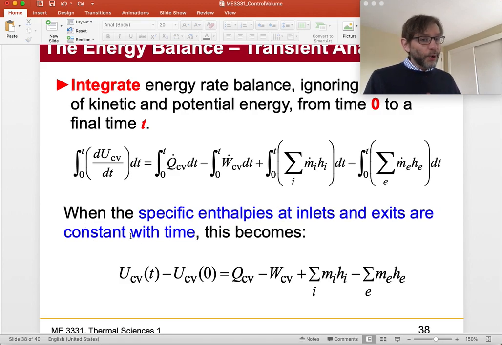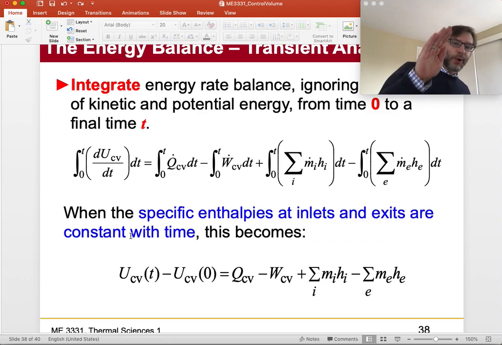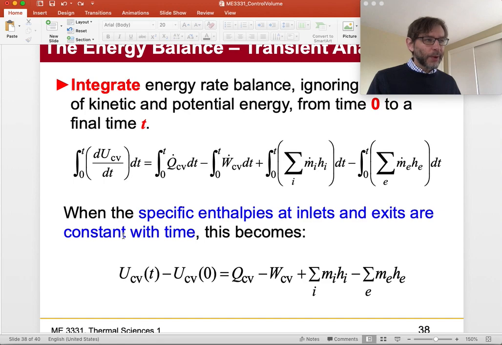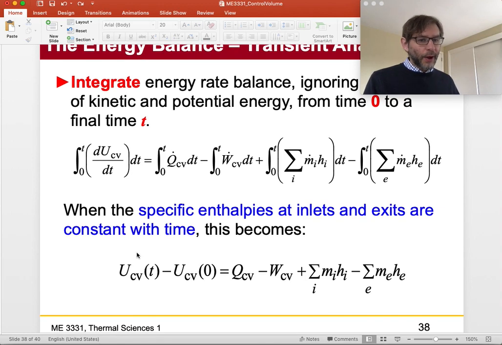Okay? So when we integrate this whole thing, and when the specific enthalpies at inlets and outlets are constant with time, that's important. If the inlet and outlet enthalpies are changing, say for instance you have a temperature ramp or something like that happening, forget it. You can't use this analysis. You have to go back to the integral form. However, all the time in this class, we're going to assume that this h_i and h_e are constant. They're not changing. It's the same kind of gas coming in and leaving. So don't worry about that.